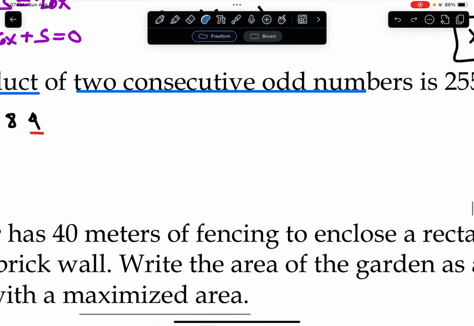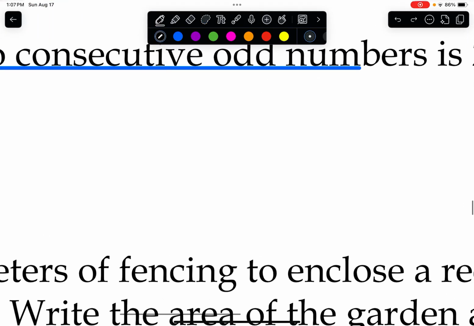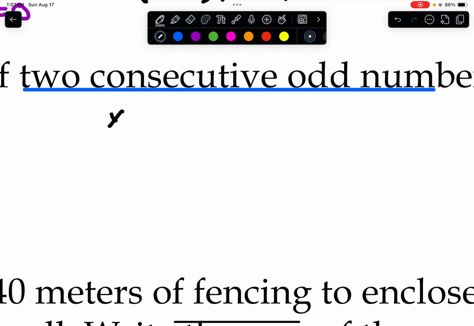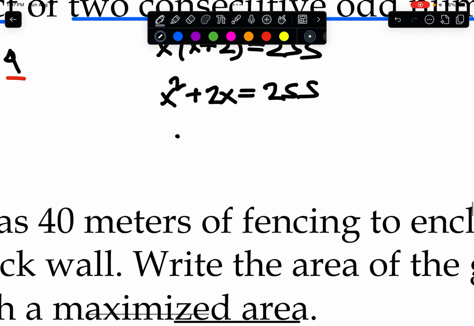So over here, the product of two consecutive odd numbers is 255. So my setup, we're going to do x times x plus 2, and that's going to be equal to 255. And then from here, you would distribute the x, so we have x squared plus 2x equals 255. You're going to subtract the 255 over, and then that's going to be equal to 0.